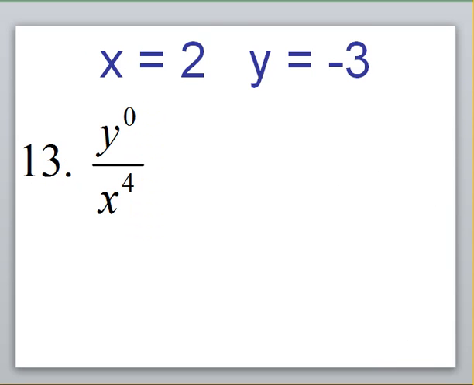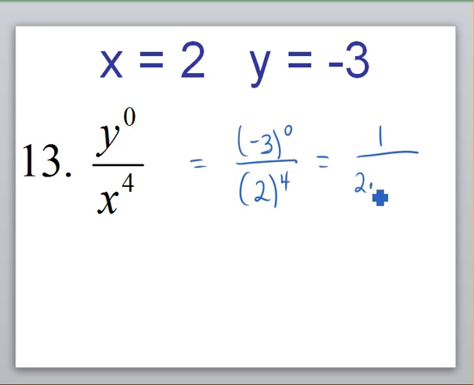Just a few more examples here. This time I'm not highlighting anything because nothing has a negative exponent. We're just going to go ahead and substitute things in. So I have got negative 3 to the 0 power, and I have 2 to the 4th power. So I end up getting 1 on the top and 2 times 2 times 2 times 2 on the bottom, which is 1 over 16.